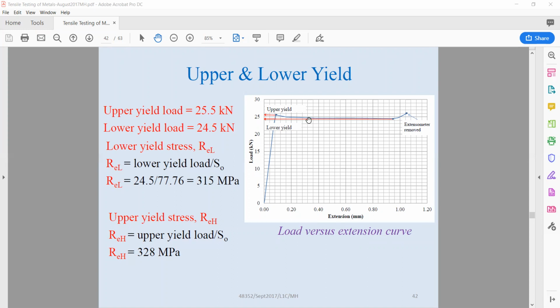This is where you get the lower yield. You find from here the lower yield load. This lower yield load, you divide it by area, you get the yield strength of the sample. Upper is this one, the upper yield force divided by the area, you get the upper yield stress. It is the lower yield stress that is given as the yield strength of the sample, just for your information.